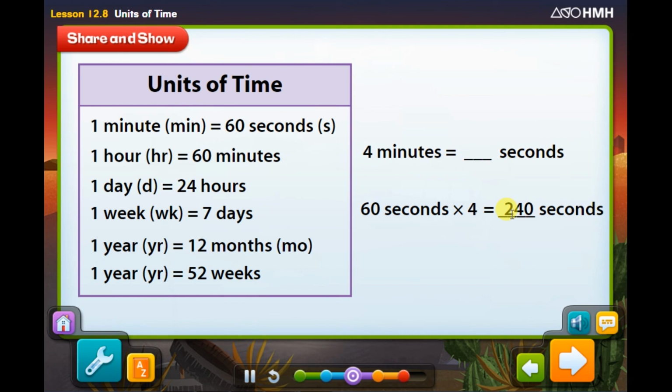So how many seconds are in 4 minutes? Type in your answer: 240. It's 60 times 4. Good job! There are 240 seconds in 4 minutes.